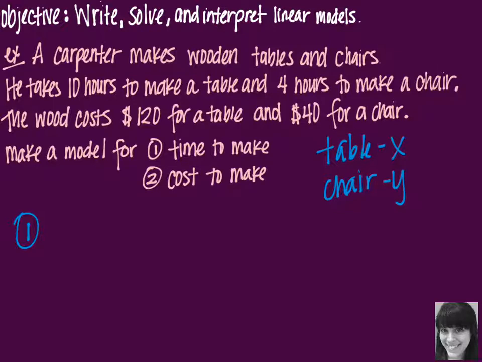So we're just making a model, right? So time is going to be, so it takes 10 hours to make X number of tables, or 10 hours to make X table. So if you made 2 tables, you would multiply that by 10, right? And then plus 4 to make Y number of, or so you would multiply 4 by Y depending on how many chairs you made. Okay, so that's the time.